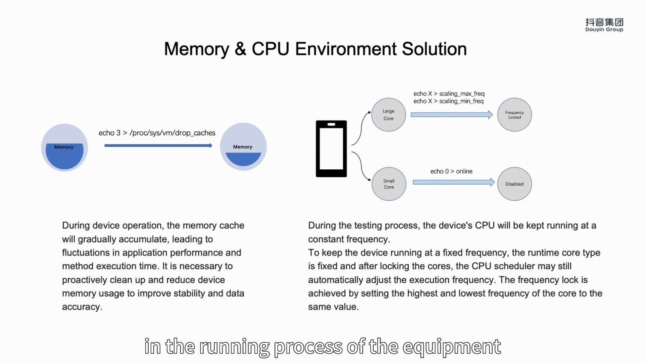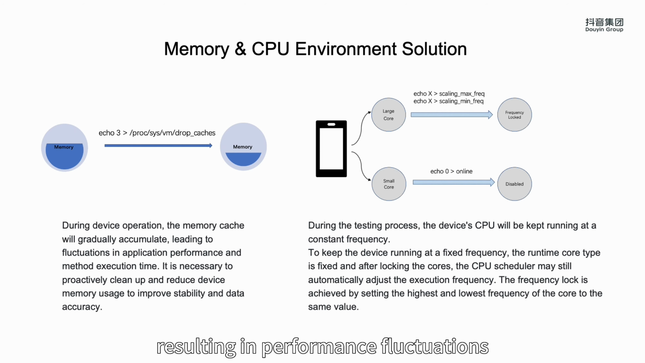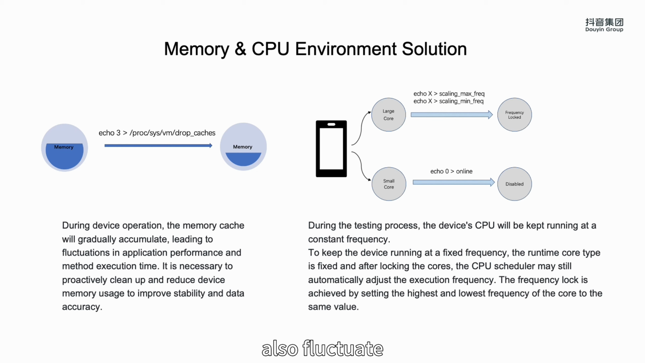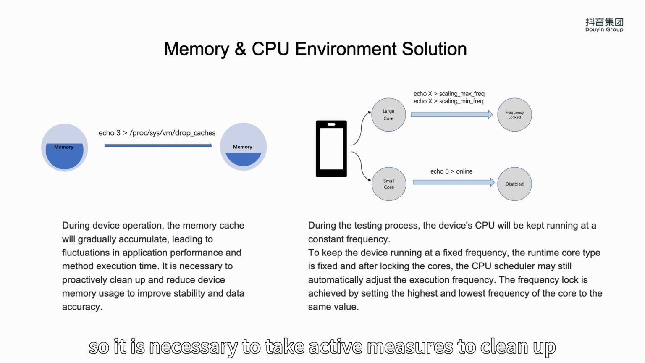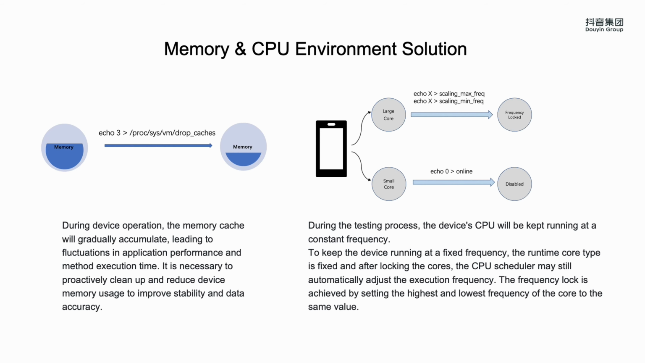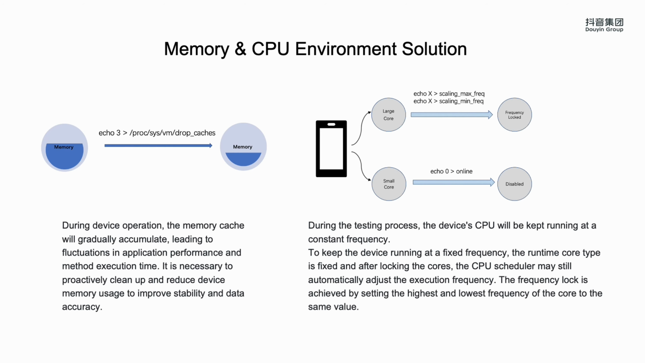In the running process of the equipment, the memory cache will gradually accumulate, resulting in performance fluctuations when the application is running. And the execution time of the method will also fluctuate, so it is necessary to take active measures to clean up and reduce the occupancy of the equipment memory, so as to improve the stability and data accuracy.